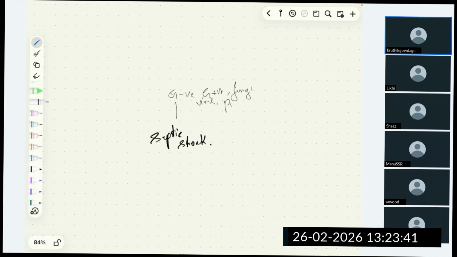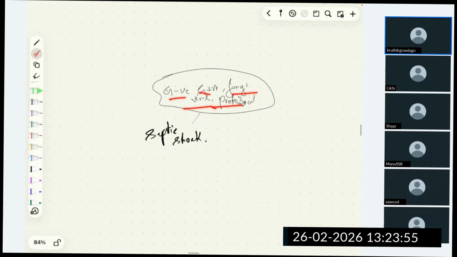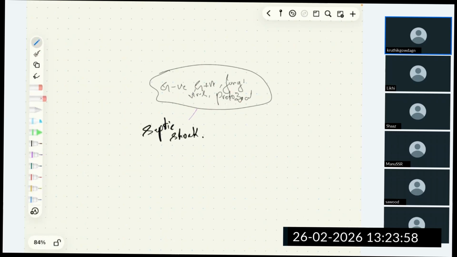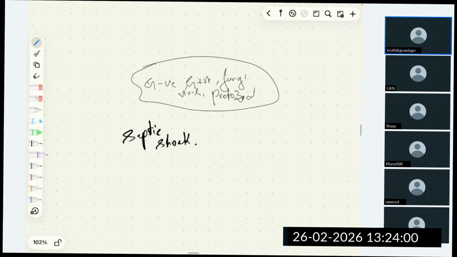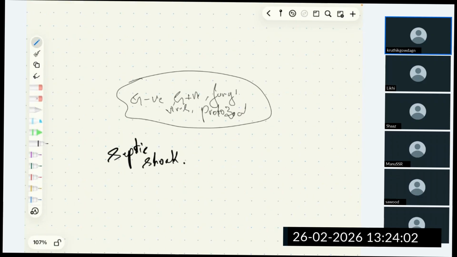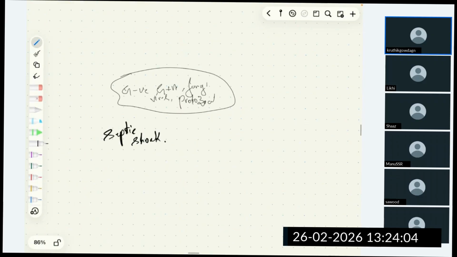This point is very important because most of us think that septic shock is only caused by bacteria. No, the answer is no. It can be caused by gram-positive, gram-negative bacteria, fungi, virus, and protozoans. Note this point. Gram-negative septicemia, gram-negative septic shock is called endotoxic shock, which I mentioned previously. Endotoxic shock.